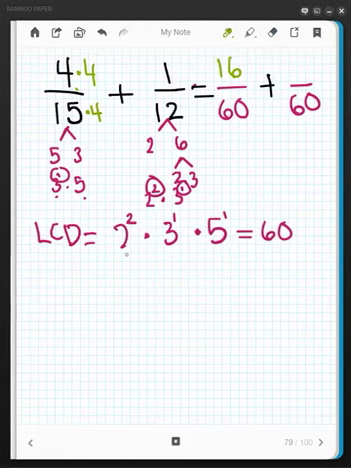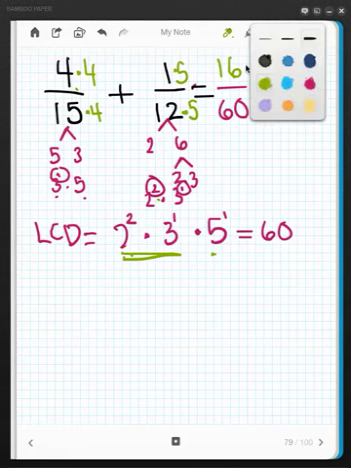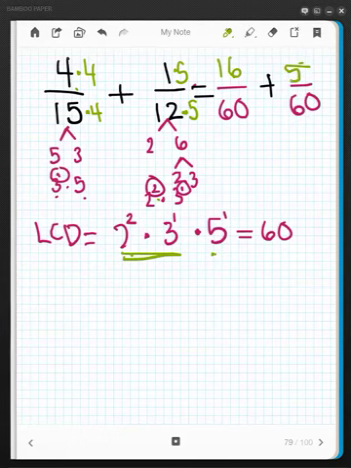We have 2 2's and we have the 3. So what's missing is this 5 right here. So 12 times 5 is 60. And so now we do that same to the numerator, multiply it by 5, and 1 times 5 is going to give me 5. So there's our new numerator. And now we add them together.